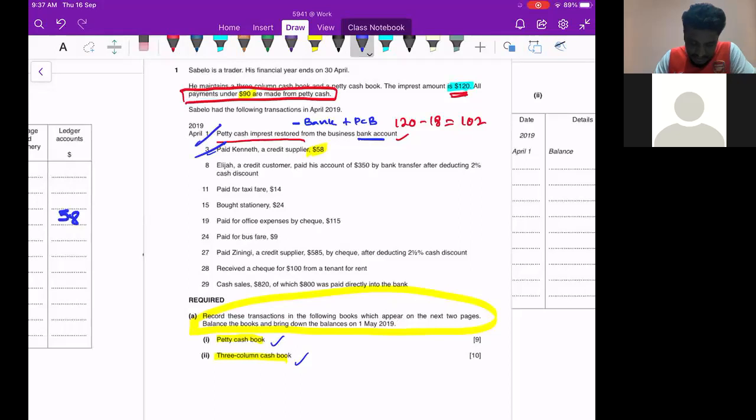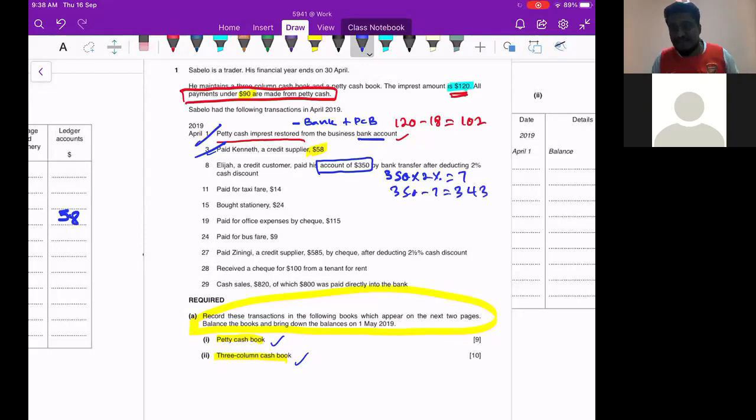After that, Elijah, a credit customer, paid his account 350 by bank transfer after deducting 2% discount. This 350 is the amount of the account, so is it before discount or after discount? They haven't deducted yet. Since they haven't deducted, we need to take 350 times 2%, I get 7. So the payment is 350 minus 7, 343. So we will receive 343, and the discount is only 7.